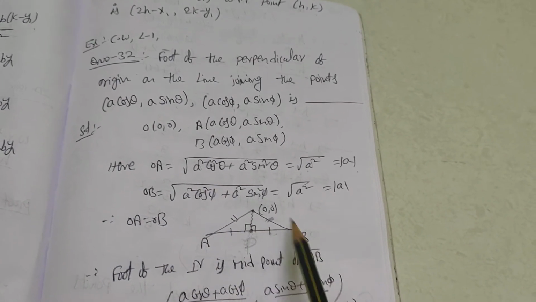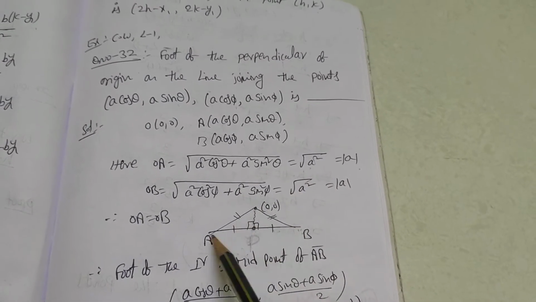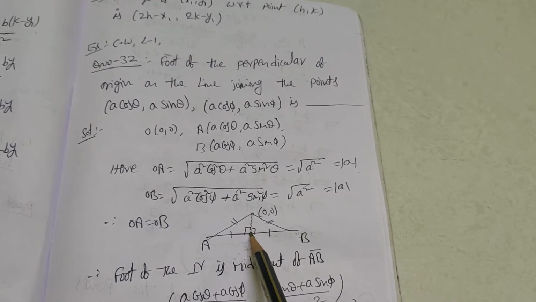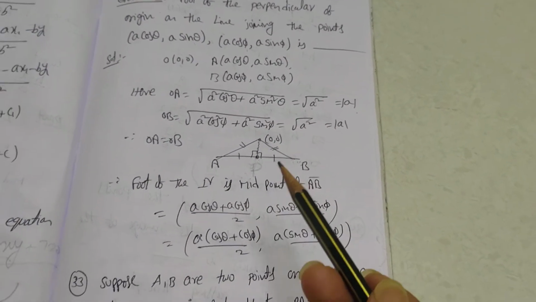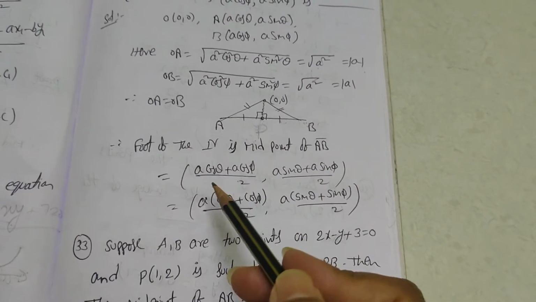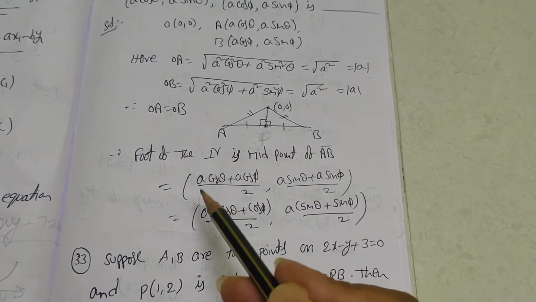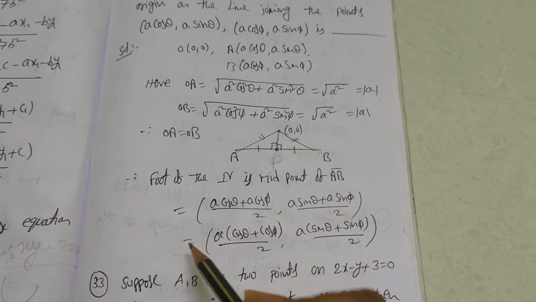Whenever OA is equal to OB, it forms an isosceles triangle. So the foot of the perpendicular, whenever it is perpendicular, is the bisector of AB also. Bisector of AB means the midpoint of AB only, that point P. So that is nothing but (a cos theta plus a cos phi by 2, a sin theta plus a sin phi by 2). Take a common: a (cos theta plus cos phi) by 2, a (sin theta plus sin phi) by 2. That is the answer for this question.